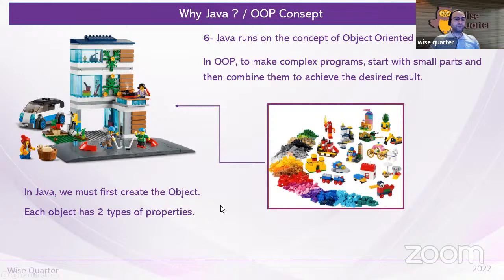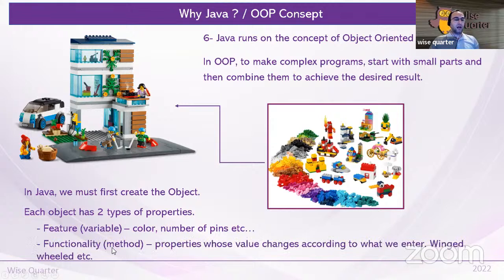And each object has two different types of properties. I'm not going to enter this topic. It is a little hard to understand at this point. But for example, variables. Those variables can store color, number, things like this. And we also have a functionality named method. Those methods will change a little according to the data we enter. They will be little machines, little machines to do what we have ordered them to do.